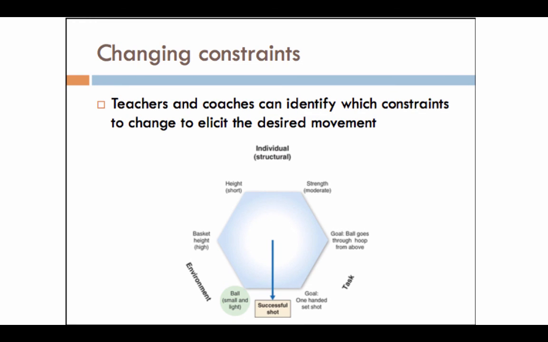Teachers and coaches need to identify which constraints to change to elicit the desired movement. For example, if we are looking at a small 5-year-old trying to play basketball, the best way to create a successful shot is to reduce the ball size, or possibly even the basket height, so that we can now have a successful shot, because the ball was the constraint that we could change in order to make the performance more successful.